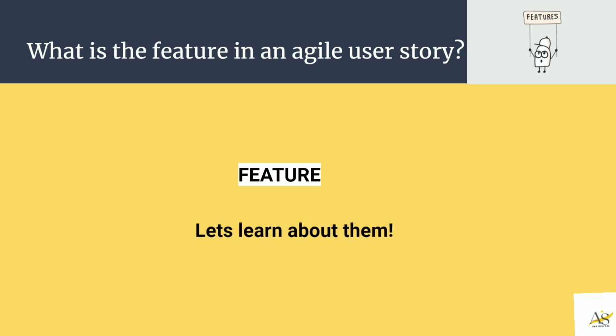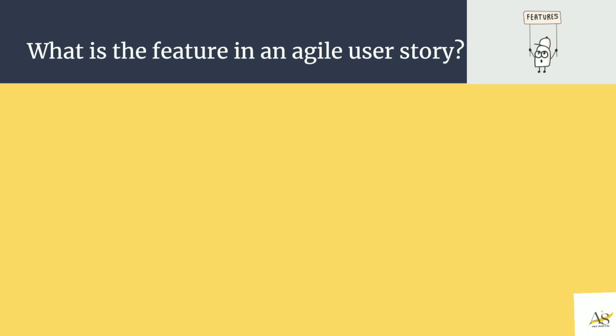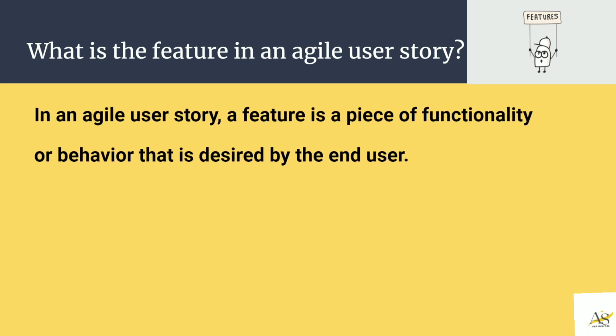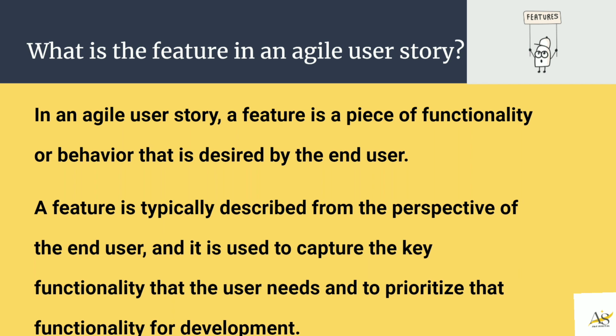So in an agile user story, a feature is a piece of functionality or behavior that is desired by the end user. Last week we had a video on the end user and how they are the critical piece of an agile story. Today I'm going to be talking about the feature, which is that piece of functionality or behavior that is actually desired. So again, it's kind of like the star of the agile stories. The feature is typically described from the perspective of the end user. So it's really what they want.